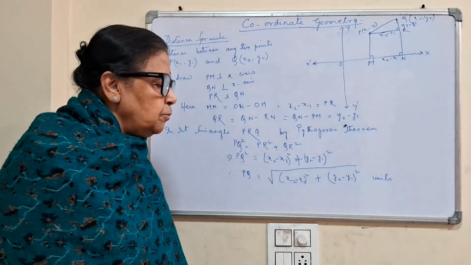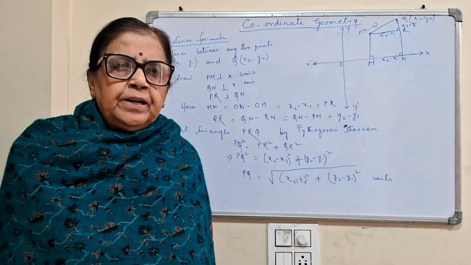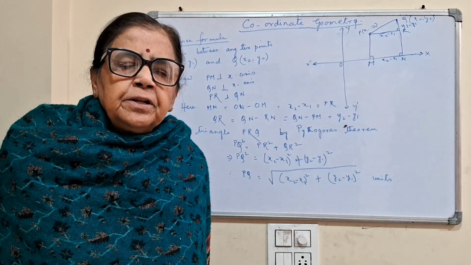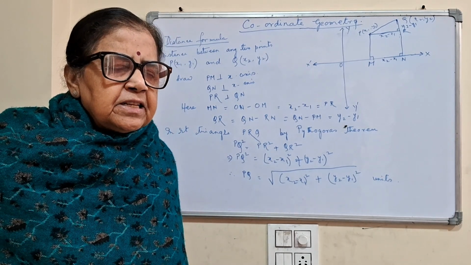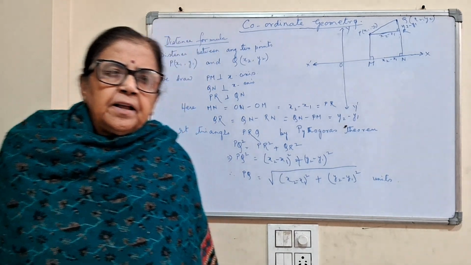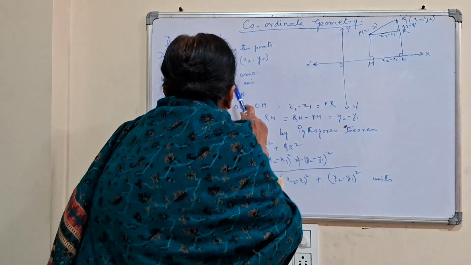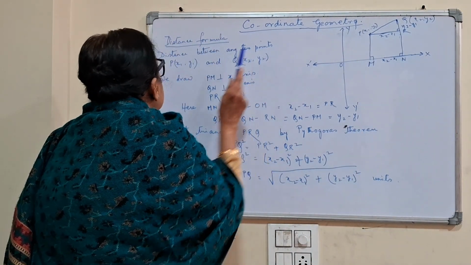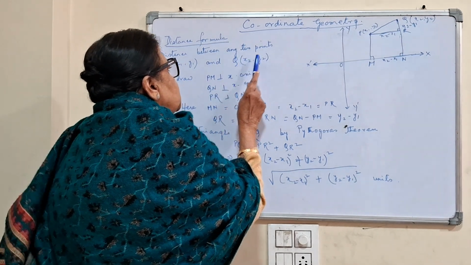The distance formula. On a plane, if we have two points, how do we find the distance between them? The two points are plotted on the x-axis and y-axis, and their coordinates are (x1, y1) and (x2, y2).